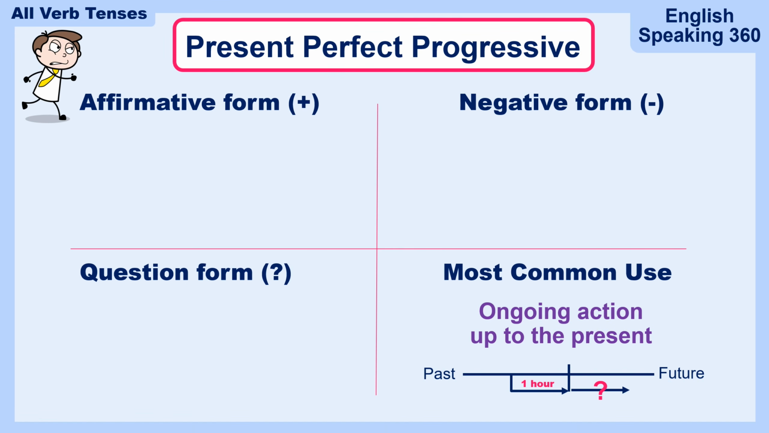Let's move on to the present perfect progressive. Now, this one is a little bit tough. It's an ongoing action up to the present, and the duration is important. And we don't know if it's going to continue into the future or not.